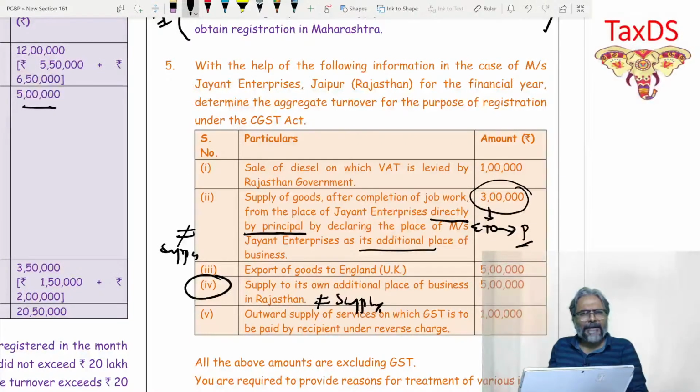Now you go to the aggregate turnover. Make a statement of aggregate turnover. And by making a statement of aggregate turnover, I can see point number 1 taken, point number 2 not taken, point number 3 taken. So 1 and 3 it is 6 lakhs. Fourth not taken. Fifth taken. So 6 lakhs plus 1, 7 lakhs. So it doesn't exceed the threshold of 20 lakhs. So therefore he is not liable for registration. Is that point clear to all of you students?